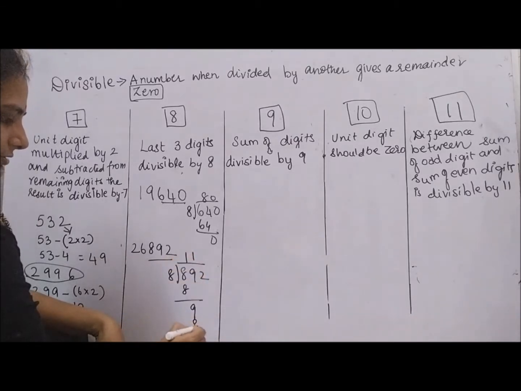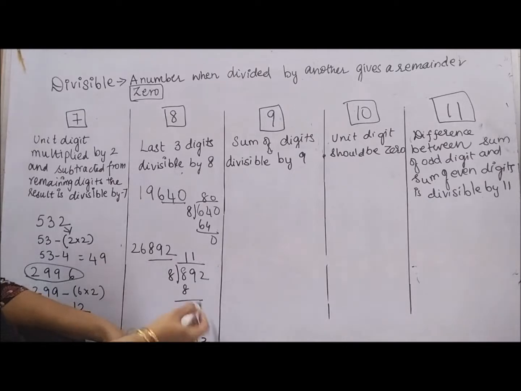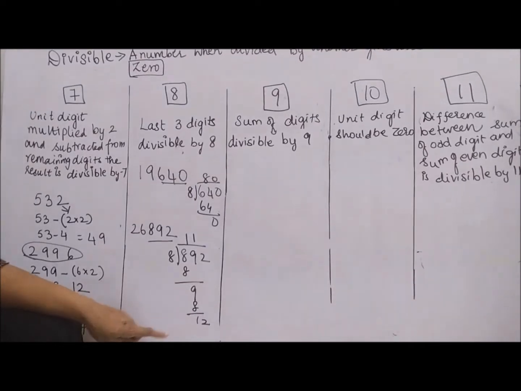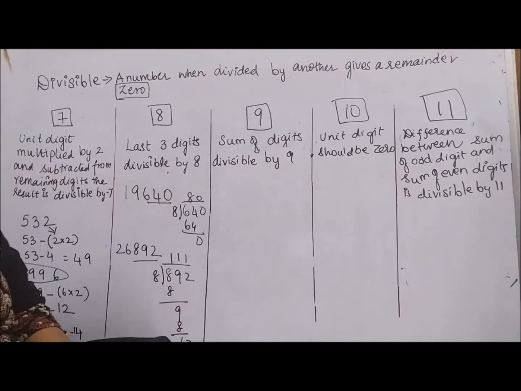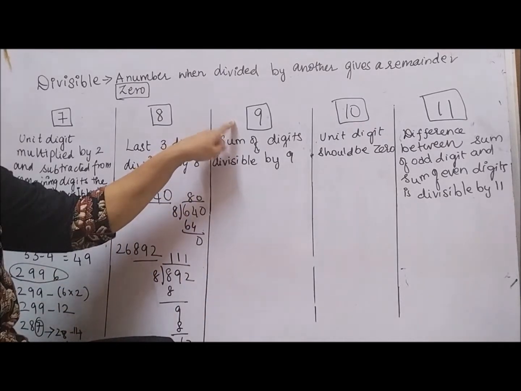Those are 8. So it doesn't go by, it is 12. The remainder is 12. So again 8 ones are 8. Now let's go to the rule of 9.